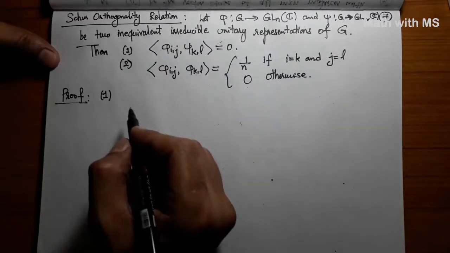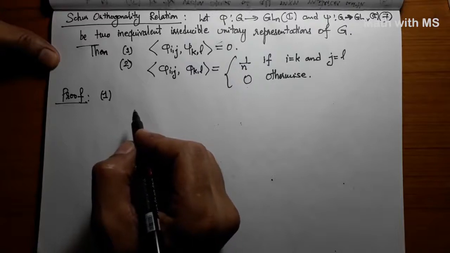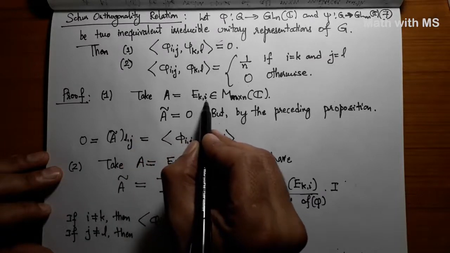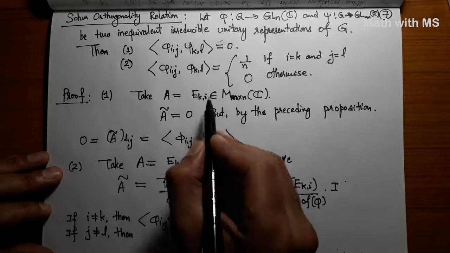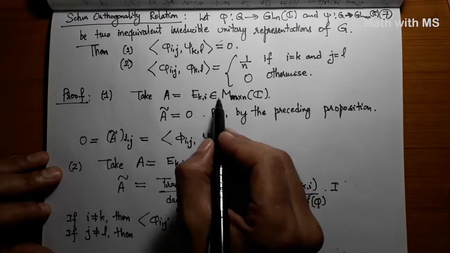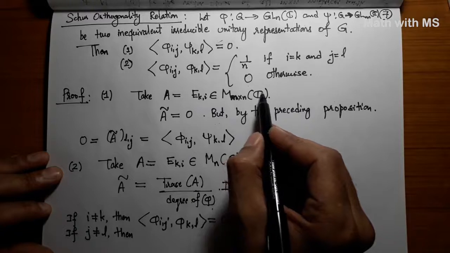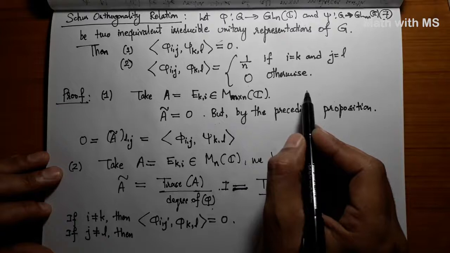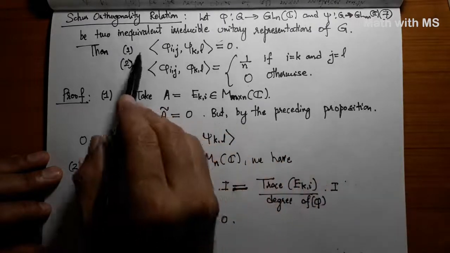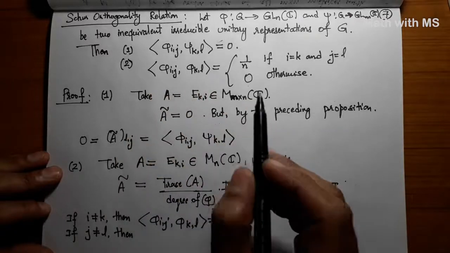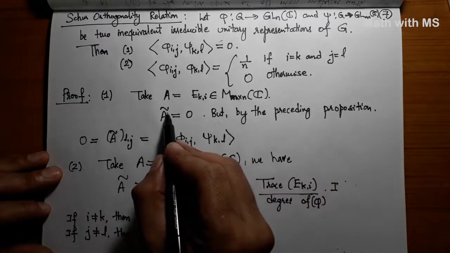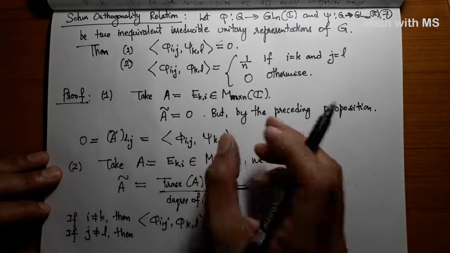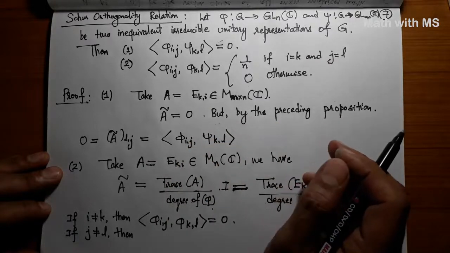To prove them, we are going to use the preceding proposition regarding the matrices E_ij. For the first part, take A to be the matrix E_ki, which has 1 at the kith entry and 0 everywhere else. It is an m by n matrix over C. If you want to think of it as a linear operator, it is a map from C^n to C^m. Now my representations are inequivalent, and both of them are irreducible and unitary. Therefore A tilde, which becomes a morphism from the first representation to the second, has to be 0 by Schur's lemma. This we proved in the preceding proposition.